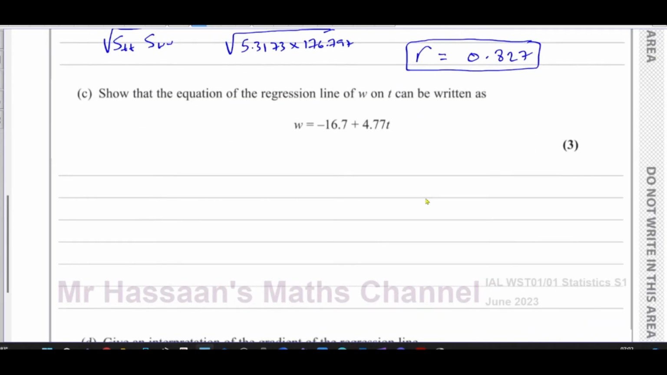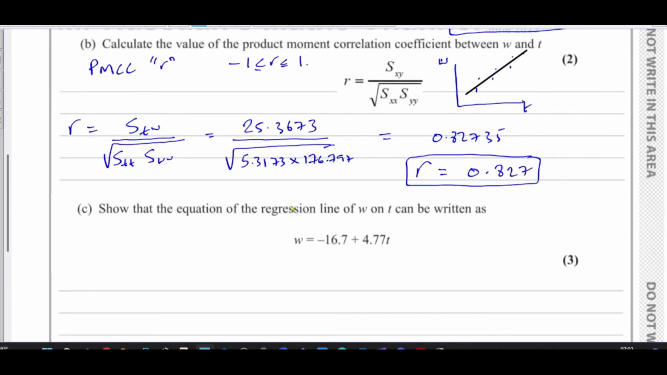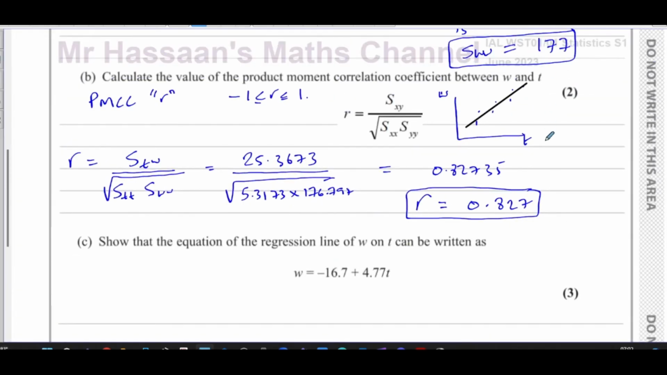Then it says, show that the equation of the regression line of W on T can be written as the following. So now this is telling us to find the equation of the line of best fit. The regression line means the line of best fit of W against T. They want W to be the Y and T to be the X. So W is going to be the Y-axis, T is going to be the X-axis. That's how they want the equation to be set up. So the regression line of W on T, of Y on X.